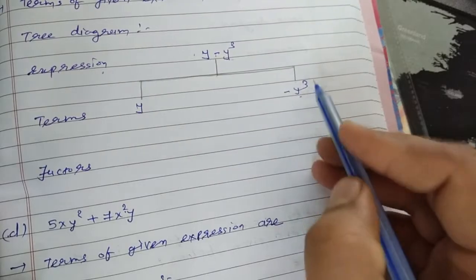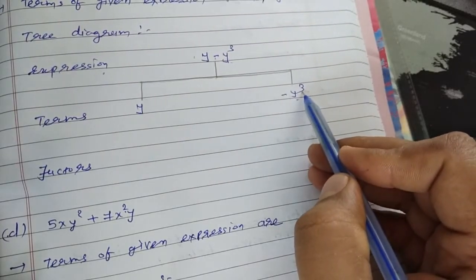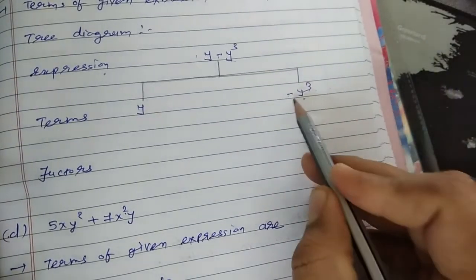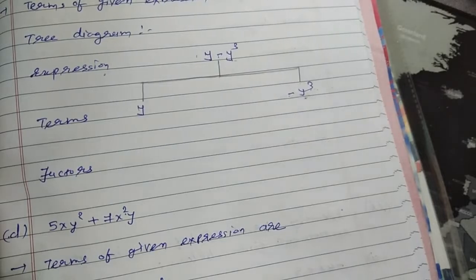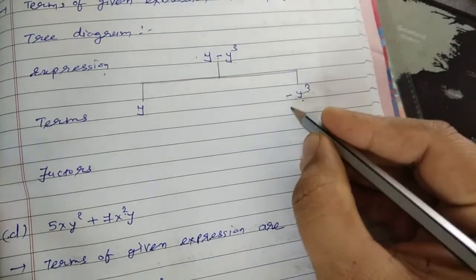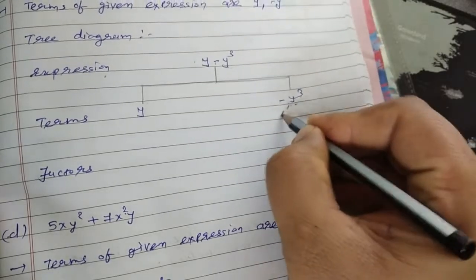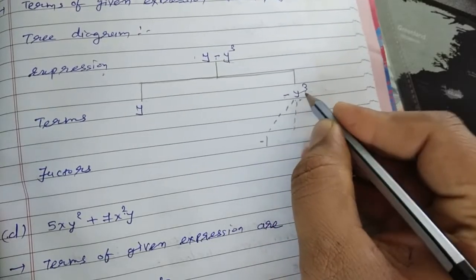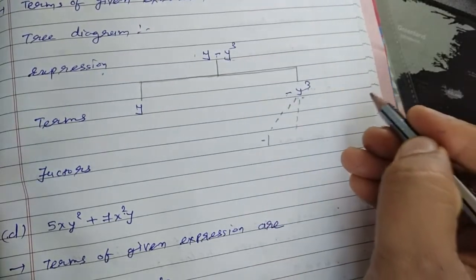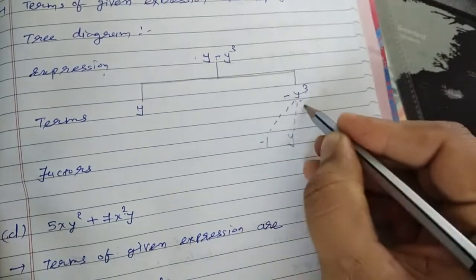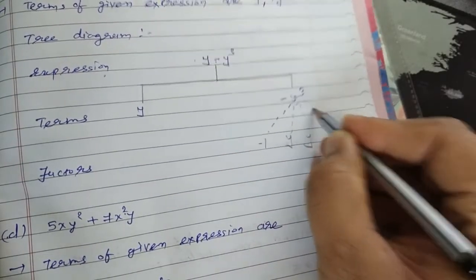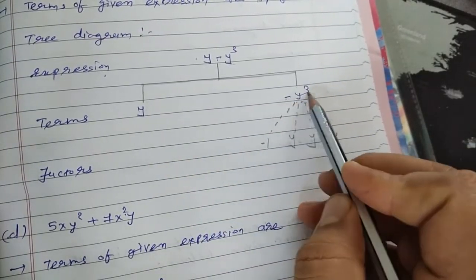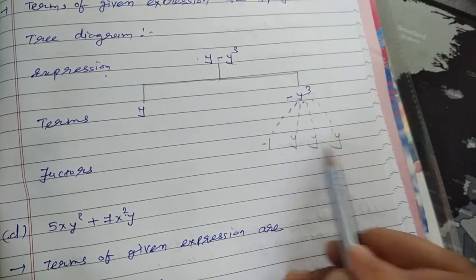For minus y cube, there is a power 3 and a minus sign. You have to keep in mind this minus sign stands for minus 1, and for that you have to write minus 1 when you write the factors. So first of all we will write minus 1. Then y cube is a product of y multiplied by y multiplied by y, so 3 times y. So these are the factors of the term minus y cube: minus 1, y, y and y.